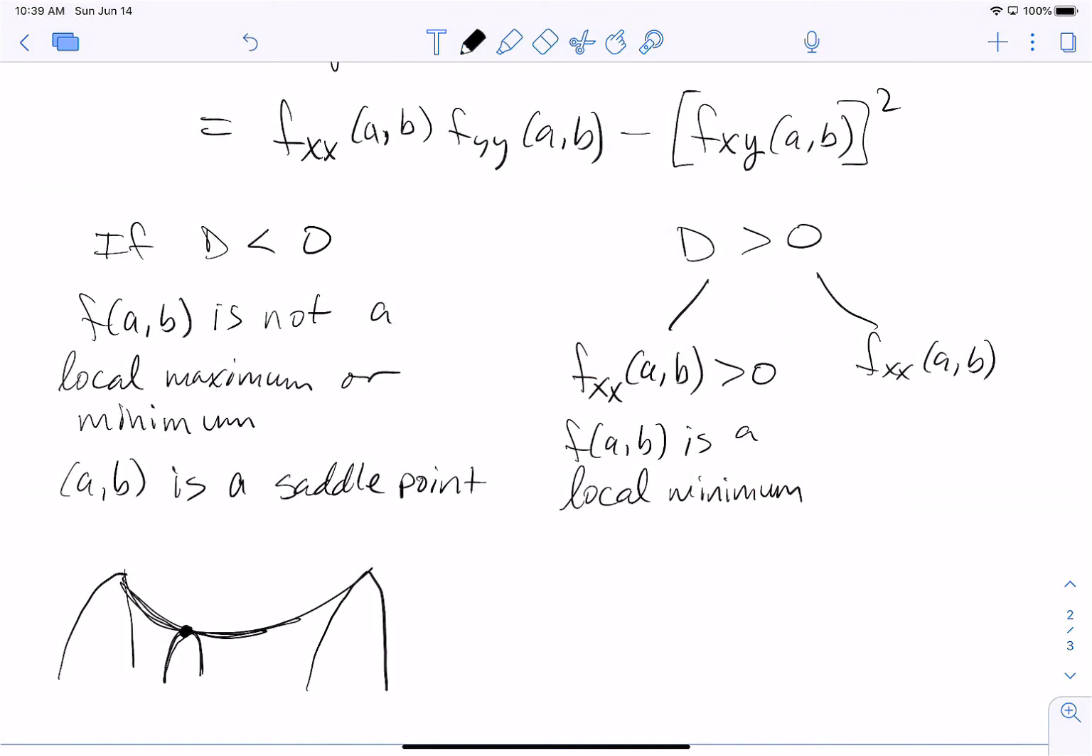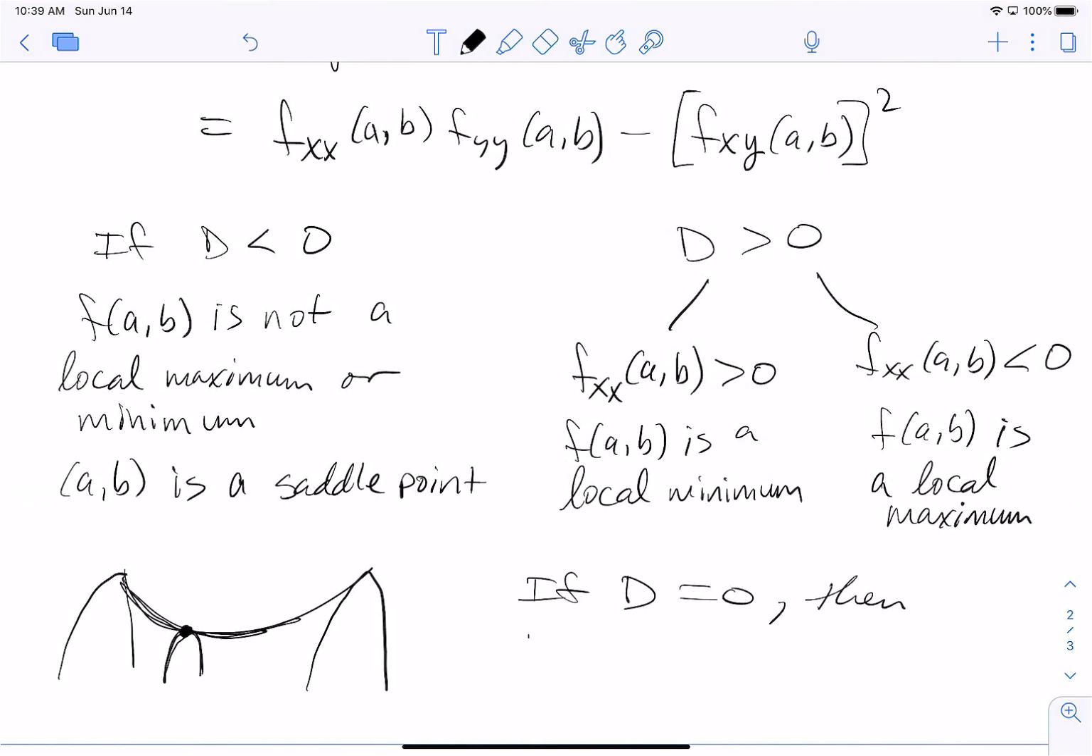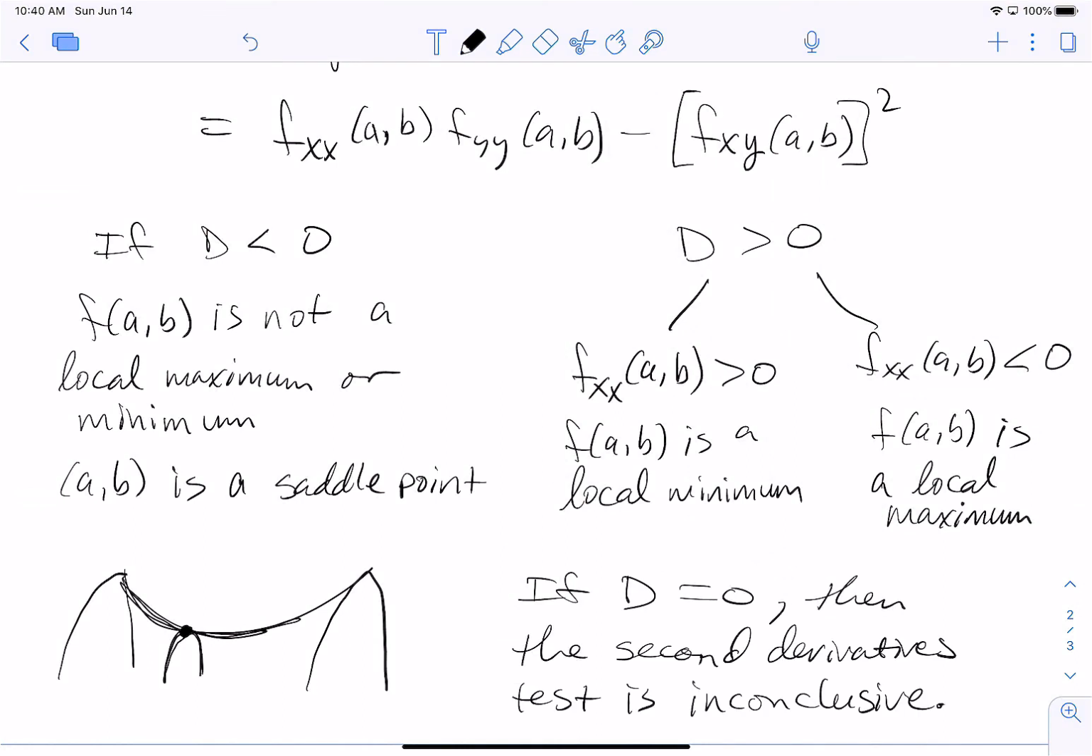If fxx at AB is negative, then f of AB is a local maximum. And again, I think about this in terms of single variable calculus. If I have a critical number and the second derivative is negative, then the curve is concave down, and so I have a local maximum, right? Same criterion. If D happens to be 0, then the second derivatives test is inconclusive, and at that point you would turn to using a graphing utility or something to see the function.